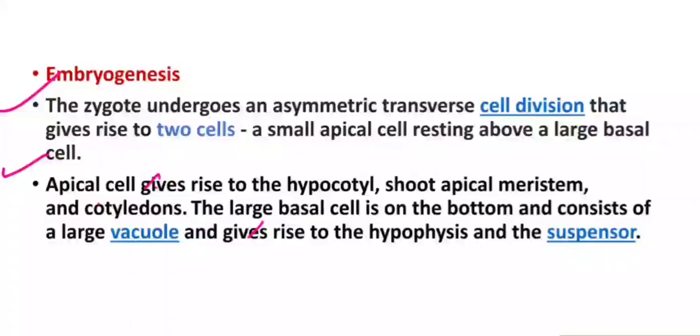In embryogenesis, the zygote undergoes asymmetric transverse cell division, जिसके कारण से 2 सेल बनेंगे. The small apical cell which is above the large basal cell. नीचे वाला सेल जो है that will be the large one, known as the basal cell. The upper cell is small and known as the apical cell. This apical cell gives rise to the hypocotyl, shoot apical meristem, and cotyledons. The large basal cell at the bottom consists of a large vacuole and it will give rise to the hypophysis and the suspensor.